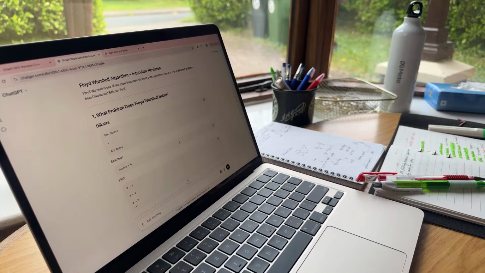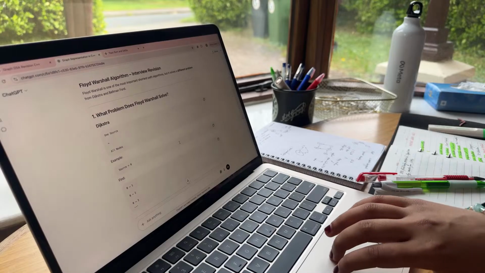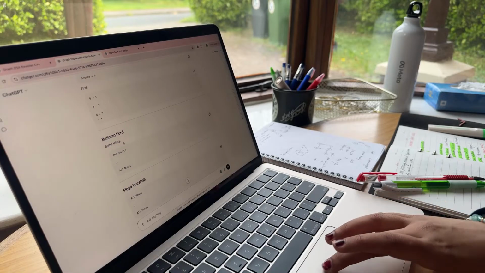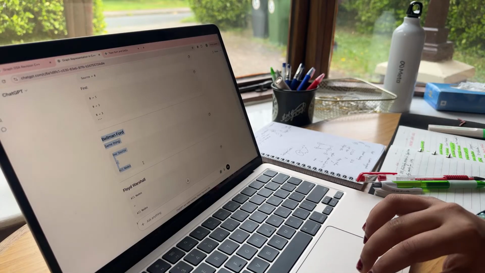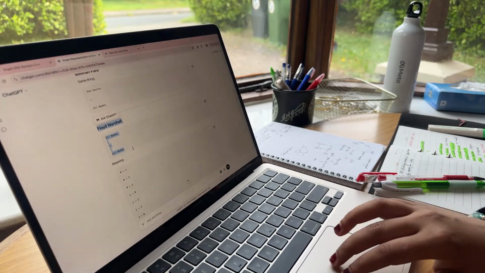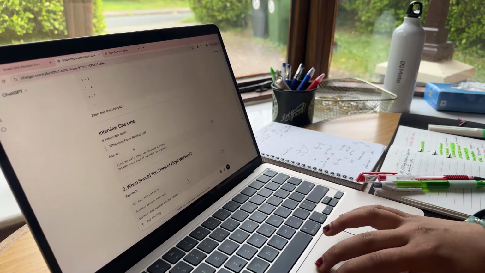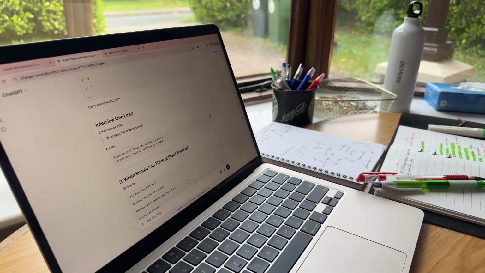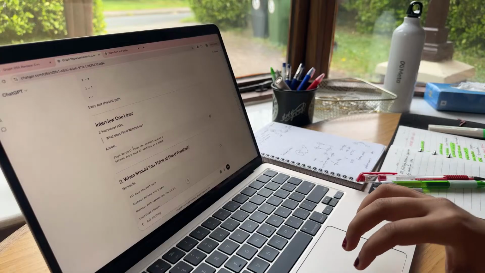So what problem does Floyd-Warshall solve? Dijkstra is one source, all nodes. Example source is 0, so it will find the shortest distance to all nodes from that source. Bellman-Ford also does that, but Floyd-Warshall does all nodes to all nodes. Yeah, so it gives a 2D matrix. What does Floyd-Warshall do? Floyd-Warshall finds the shortest distance between every pair of vertices in a graph.